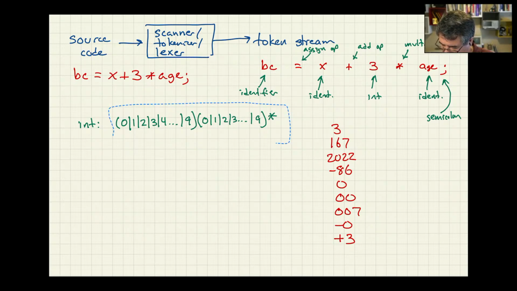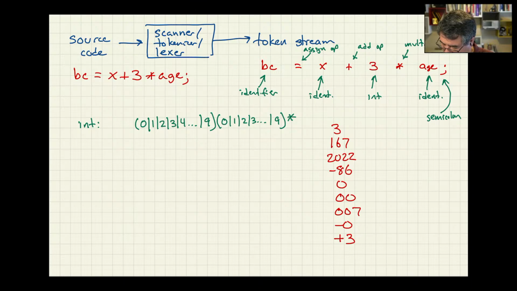I'm just going to move this over a bit. And we can say a dash or a plus or nothing. So an integer is a minus or a plus or nothing, followed by a starting digit, followed by subsequent digits. And using just the symbols we've learned so far in basic regular expressions, this is what a regular expression for an integer might look like.